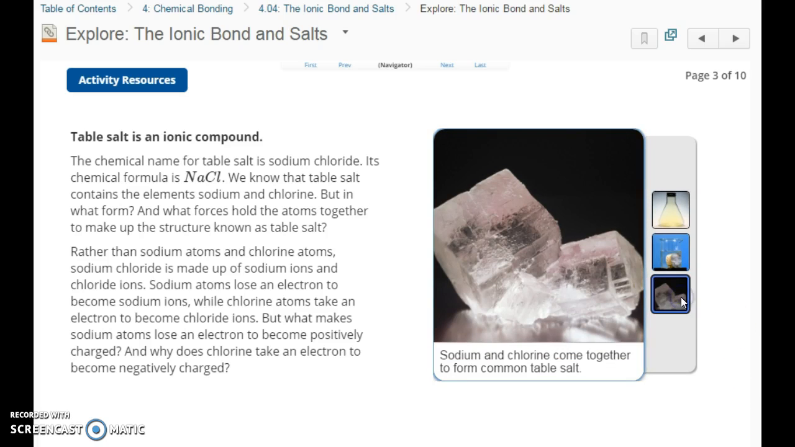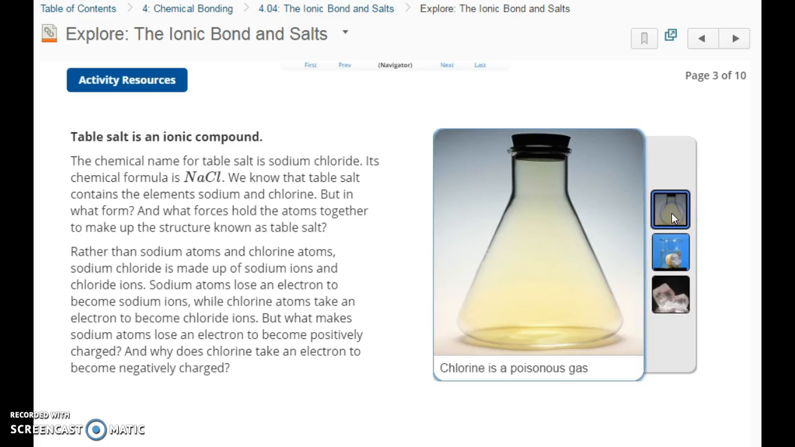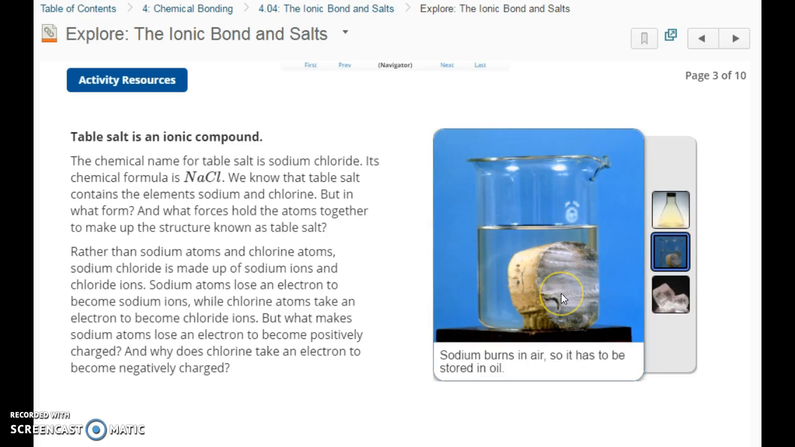So let's look at what we're making. We're making table salt. Sodium and chlorine come together to form common table salt. And what it's made up of is really amazing. It's made up of this yellow poisonous gas and sodium. Sodium burns in the air and it has to be stored in oil.